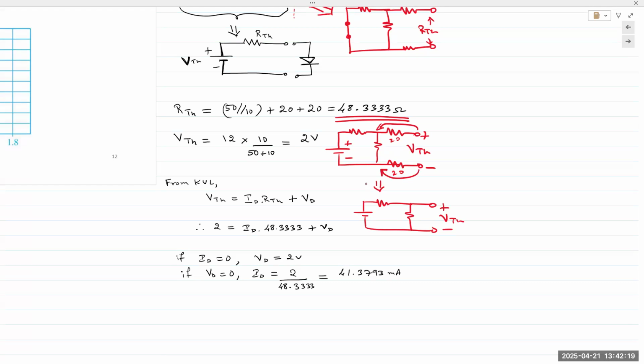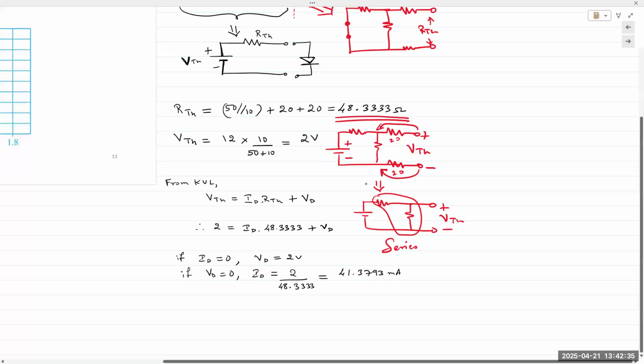And so you find VTH. Now we can consider these two resistors to be in series, and we can apply voltage division. When you apply the voltage division principle, you obtain VTH is 2 volts. Does any of this ring a bell from EE 115? Okay. All right, so now we have Thevenin voltage at 2 volts, Thevenin resistance at 48.3333 ohms.